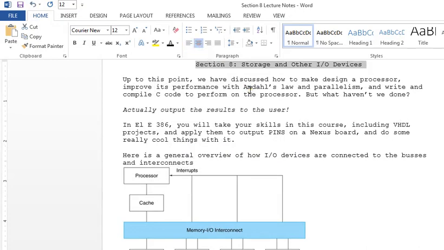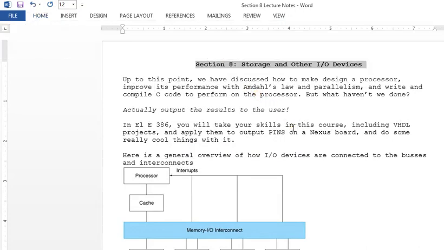All right, so last section of the course. Storage and I/O. So up to this point, we've talked about the process. So we started out, and this would be a good opportunity to go over this.